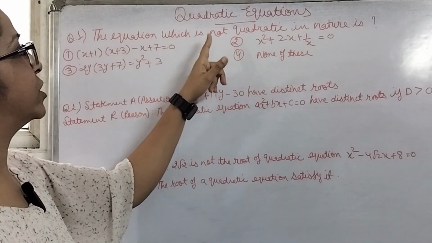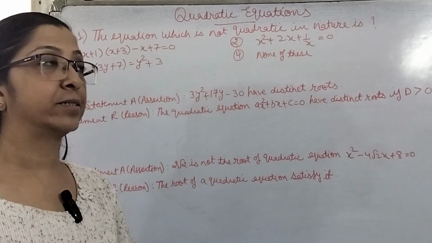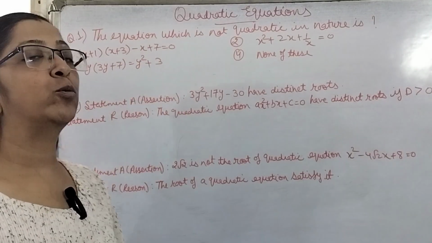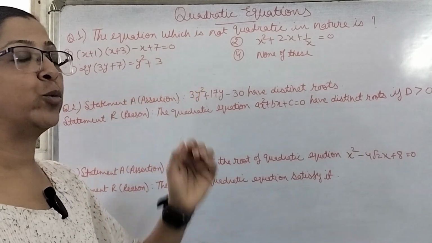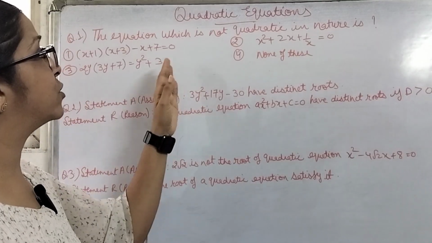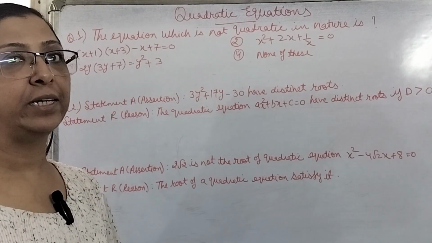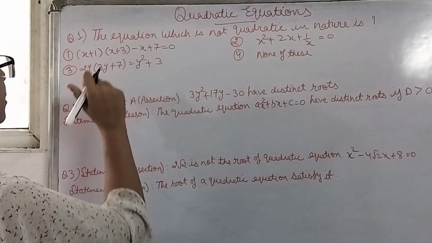The equation which is not quadratic in nature is. So we know that an equation will be quadratic if its degree is 2. So we need to check for which equation the degree is 2. If it is not 2, that means it is not quadratic in nature. So let's check it out for the first equation.